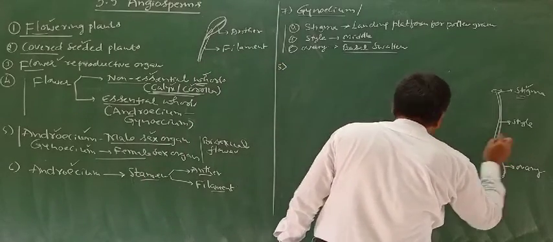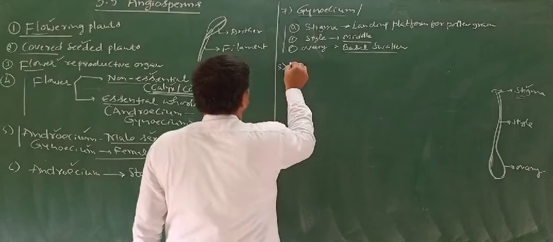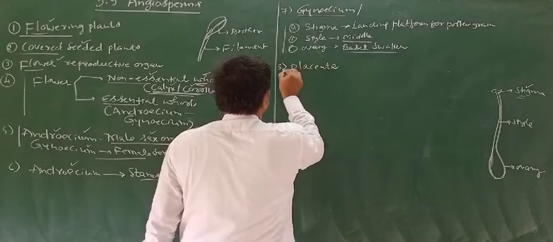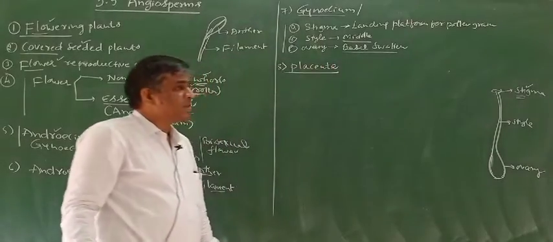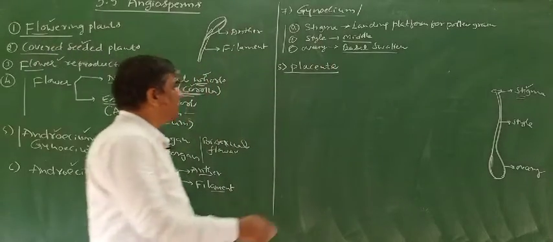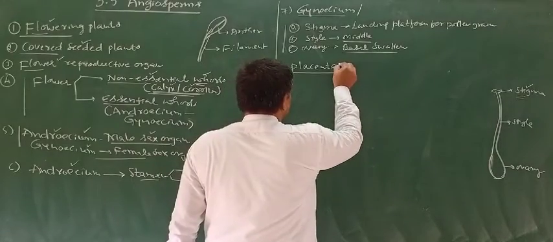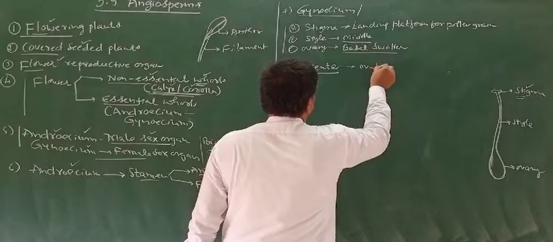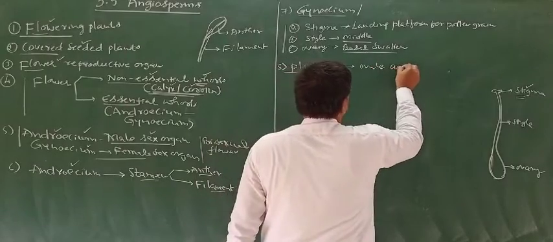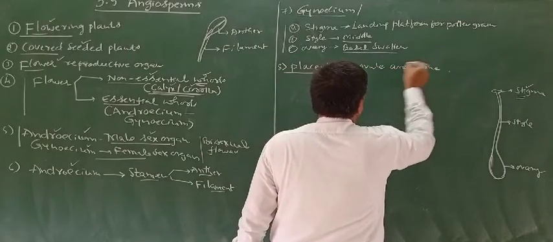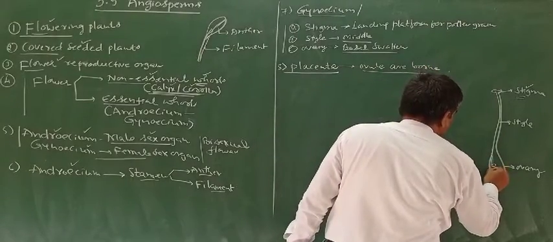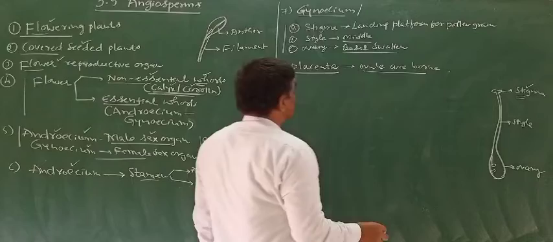This ovary has on its inner wall a cushion-like structure known as placenta. To this placenta, structures called ovules are attached. Ovules are borne on this placenta. In this way, ovules are borne on the placenta.